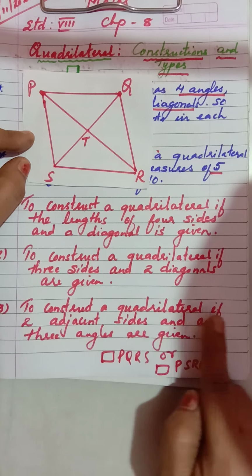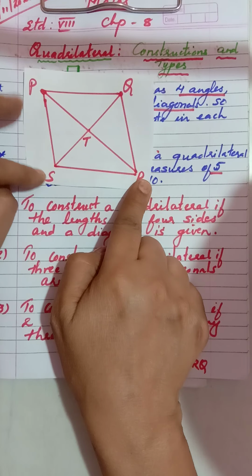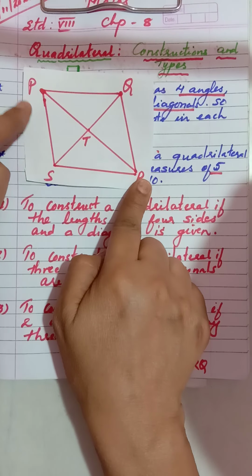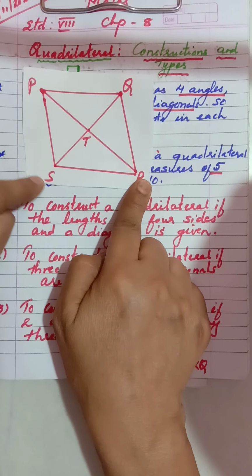So children, now adjacent side. What is adjacent side? 2 sides. When one point is common between the 2 sides, that means now side PS and SR. So which point is common? S. Side PS and SR, which point is common? S. That means these 2 sides are adjacent sides.